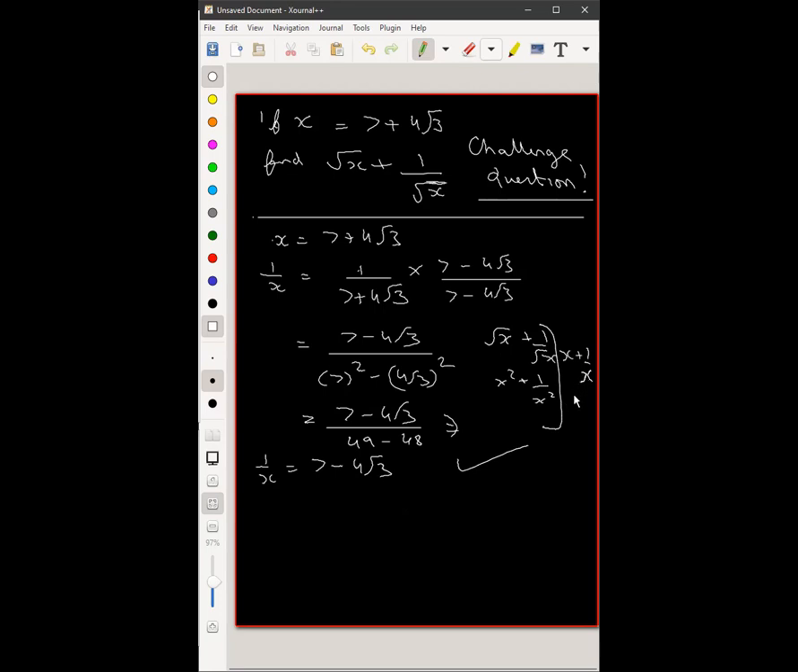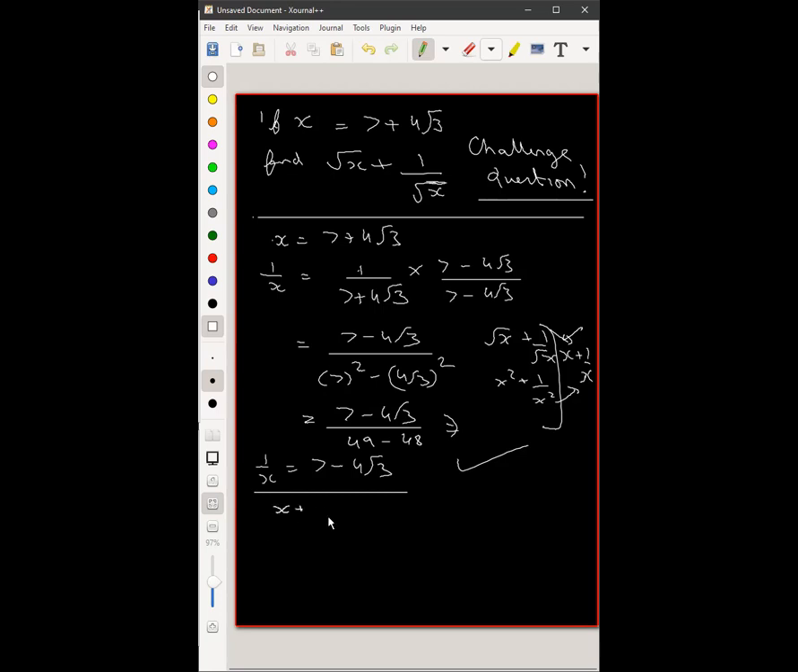Pay attention, I'll give you time to copy. To find either of these two values, we need x plus 1 upon x. X we already know. So what do we need to find out? 1 upon x. That's what we did over here. We found out 1 upon x. Is that clear, everyone? Okay, Ishan, continue.